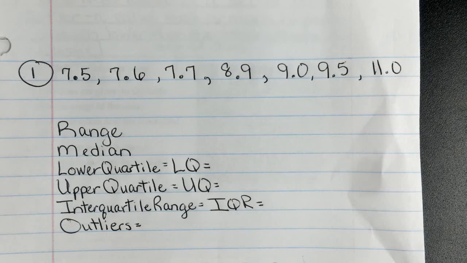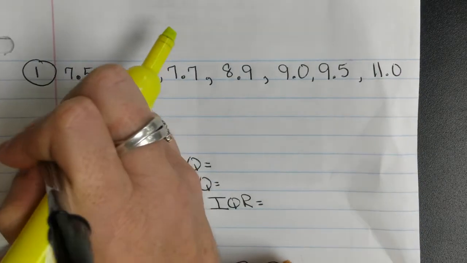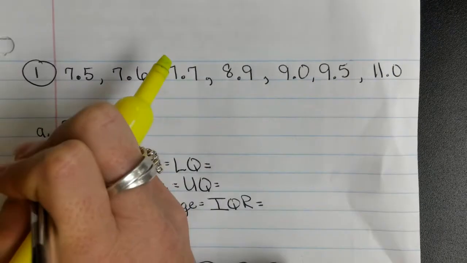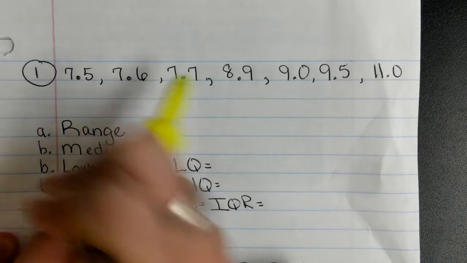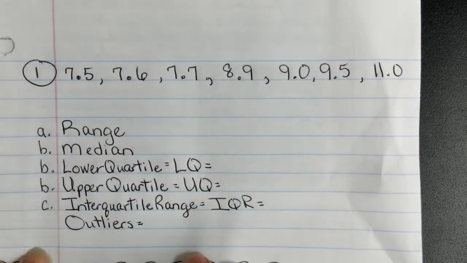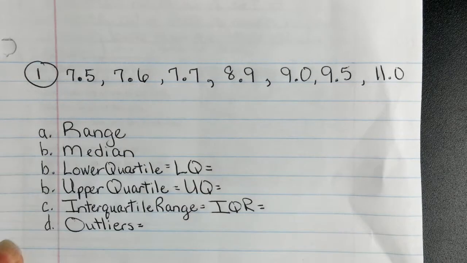Okay. You are going to want to write every time whatever they're asking for. This one was asking for the range, which was honestly letter A, if you want to call it letter A. Letter B was the median, the lower quartile, and the upper quartile. C is the interquartile range, and D was any outliers. So there's a reason I have all that.